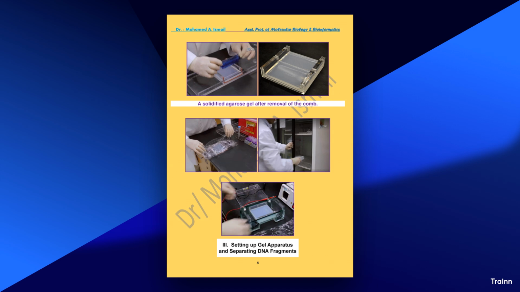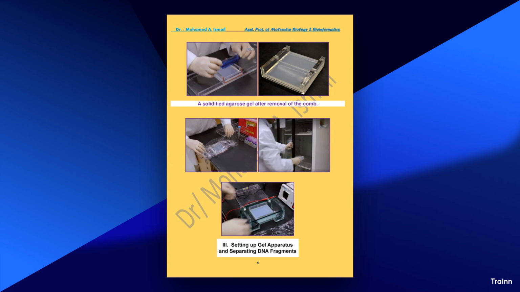C. Air bubbles in the gel. Error: air bubbles can form during gel casting. Impact: bubbles can obstruct wells and lead to incomplete loading of samples. Solution: pour the agarose slowly and gently to minimize air incorporation, and use a comb that fits snugly in the gel tray.